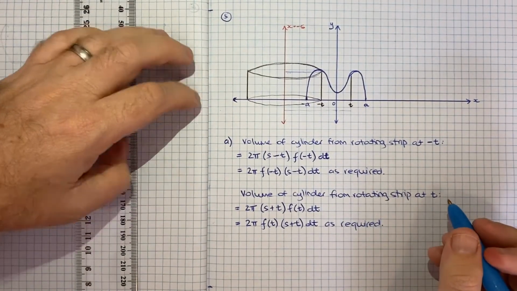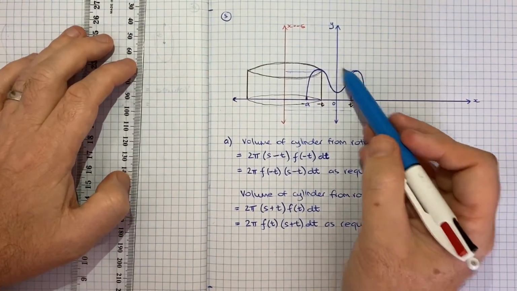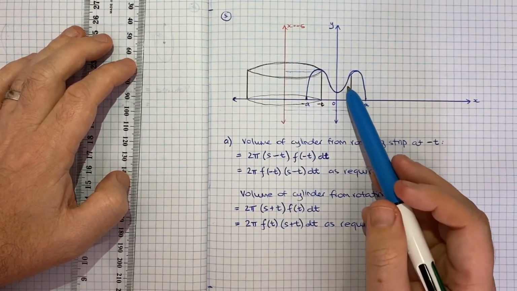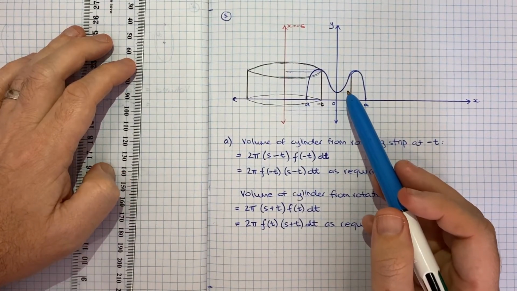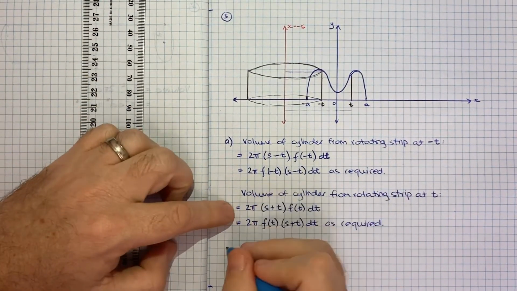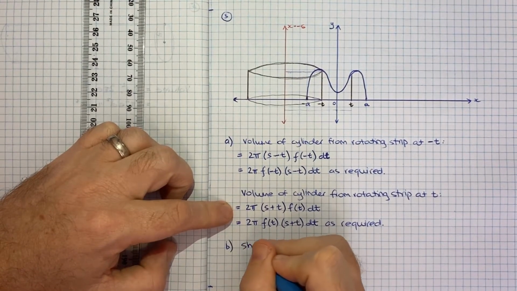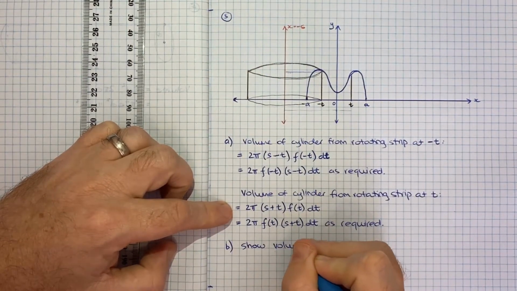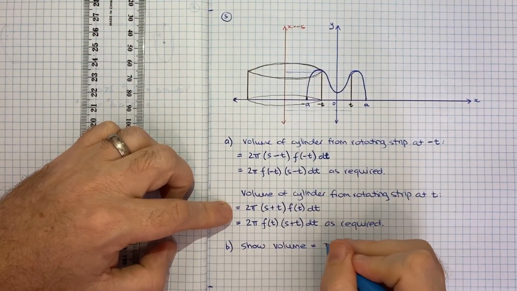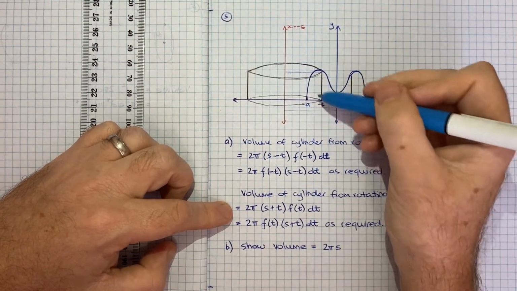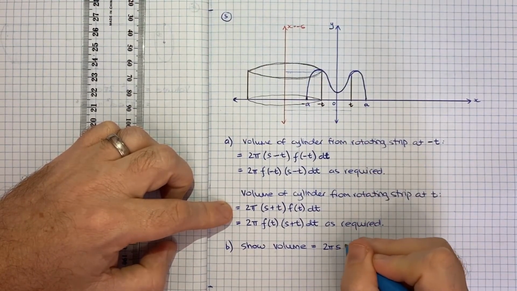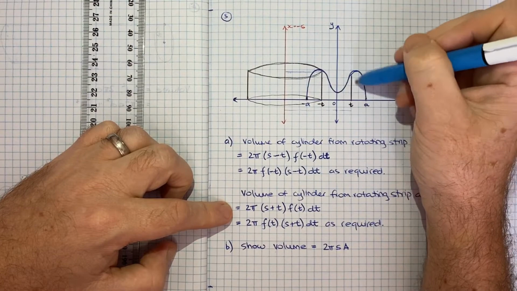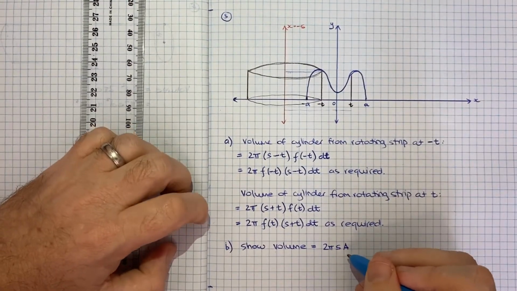So that's part A done, kind of just getting our heads into the space of how the cylindrical shells are playing out for this particular curve. Now for part B, they want us to show that the volume from rotating this whole curve around the axis will be equal to 2 pi s, being this value s, and then capital A being the area under this curve between negative a and a. So that's what we want to show.